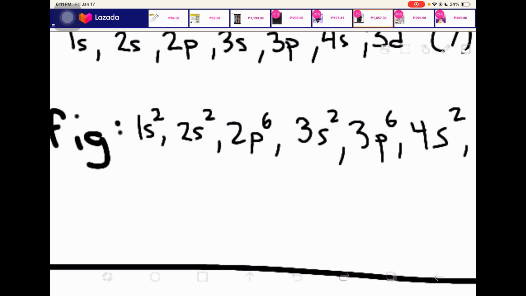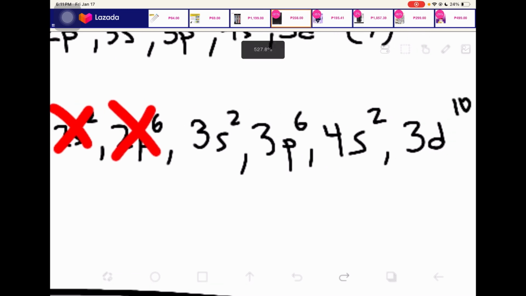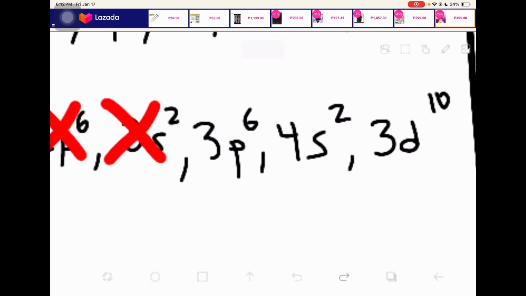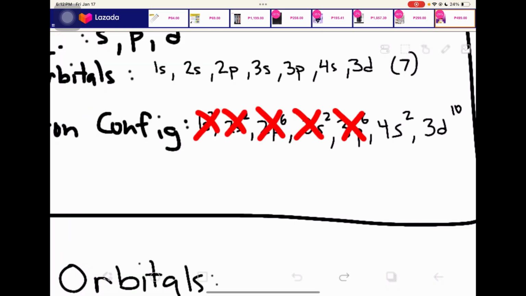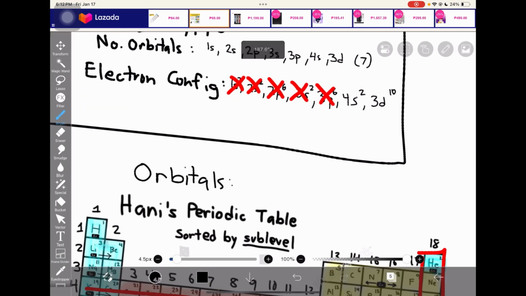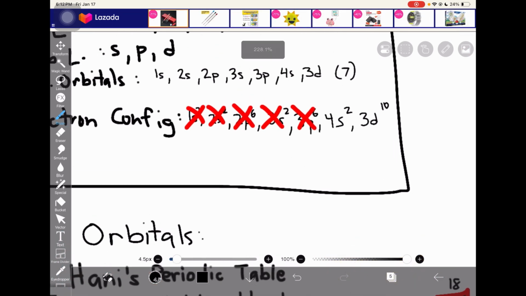So 2 plus 2 is 4. 4 plus 6 is 10. 10 plus 2 is 12. And 12 plus 6 is 18. So what did I just do here? Why did I cross out this? Well, we can just use the noble gases as a bookmark to store these long configurations.